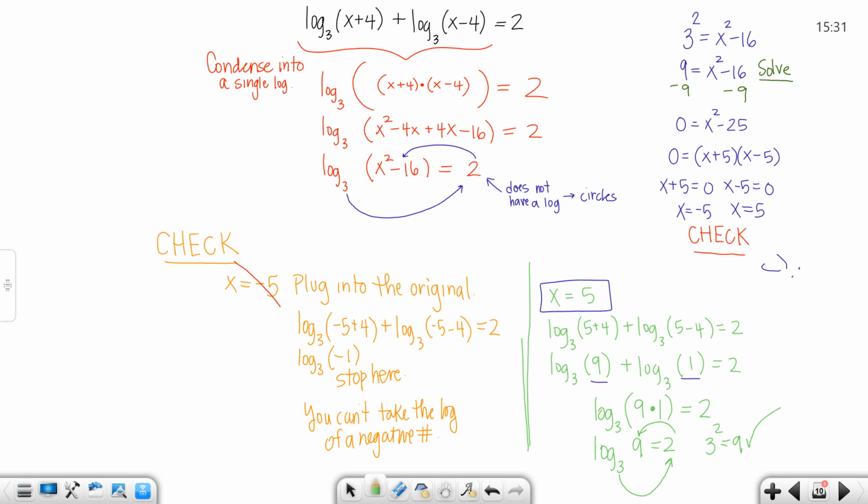So it does work. Now again, I'm just checking to make sure I didn't take the log of a negative number. So as soon as I got to this blue line step here, I could stop. But some of you, I know, wanted to check it all the way out. And that x equals 5 does check.